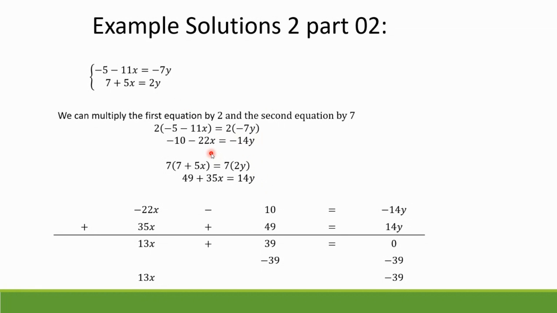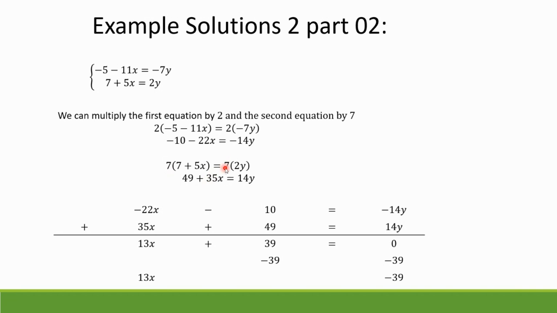We have to handle the left side as well. So we're multiplying the left side by 2, as you can see. We have 2 times negative 5, and minus 2 times 11, so we have negative 10 minus 22x. Here, multiplying by 7, we get 49 plus 35x.